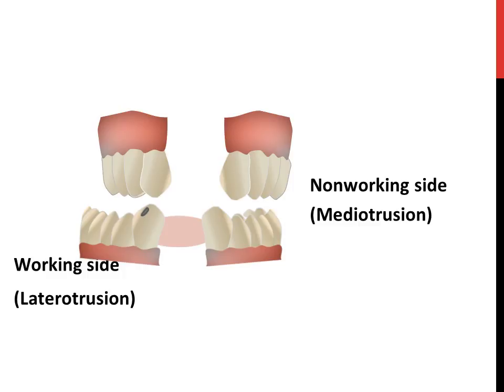Non-working side movement is called mediotrusion. It is movement toward the tongue and on the side of the orbiting condyle. Non-working side contacts are often the cause of traumatic occlusion and should be removed whenever possible.